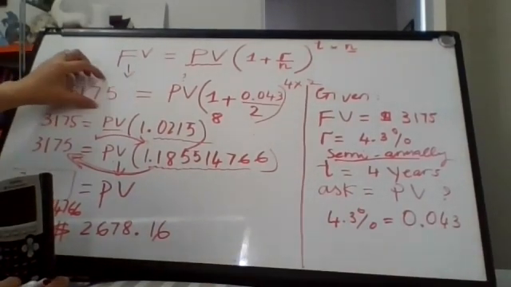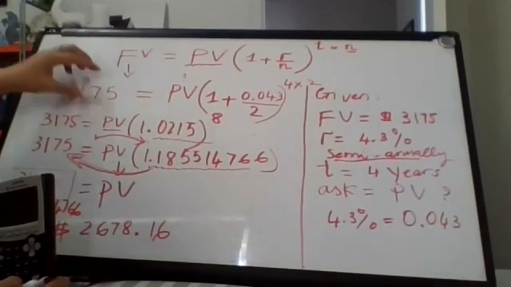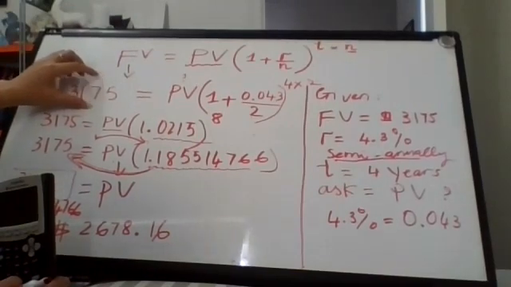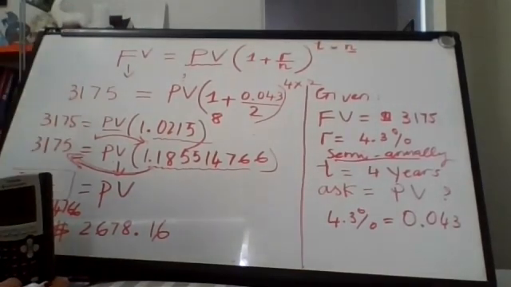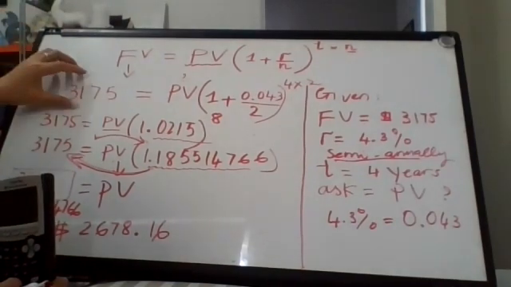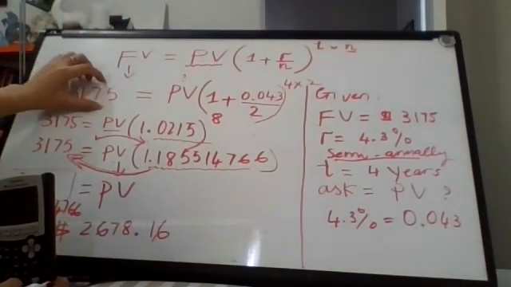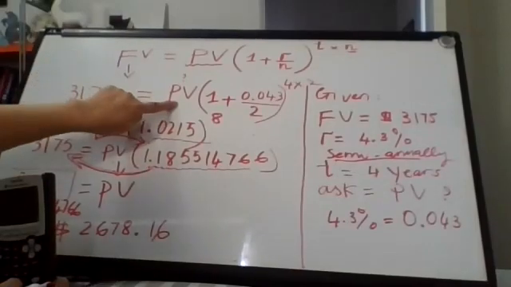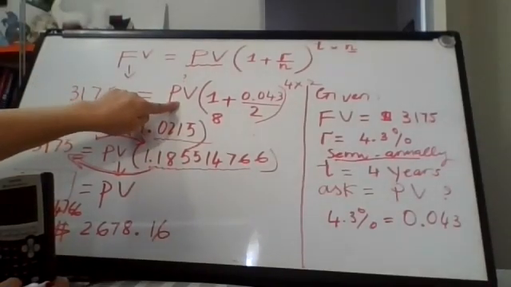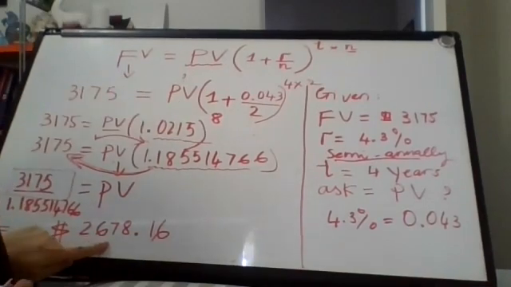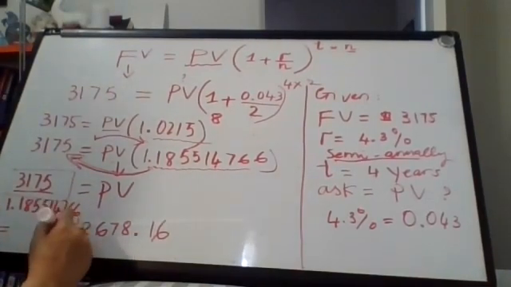So now you know that in order to return 3,175 after 4 years, actually here you owe people money. They lend it to you and you owe them. So in order to be able to pay off 3,175 in 4 years, you have to put your down payment, or present value, or the principal of $2,678.